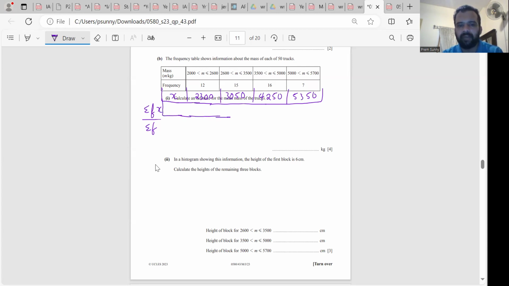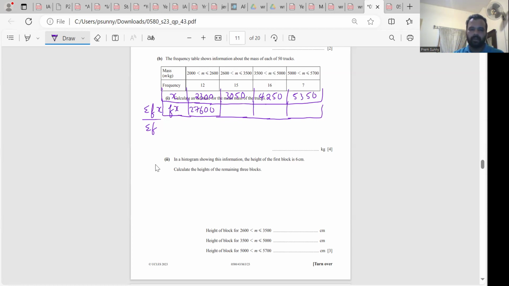This is for fx values. fx means f multiplied by x, frequency multiplied by the midpoint values. 12 multiplied by 2300 will give me 27,600.